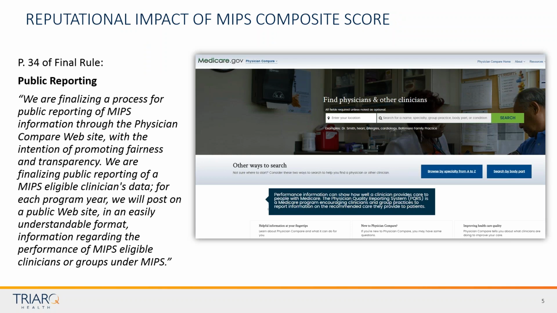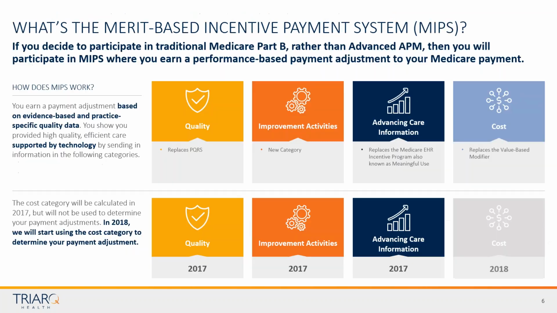So for the folks who say, I just want to avoid the penalty. I don't want to work hard enough to earn any incentive money. I just want to avoid the penalty. So you're going to have a low MIPS composite score. You won't be penalized, but your score will be low, and guess what? Your patients are able to access this Physician Compare website, and they'll be able to see that you've got low quality scores. So this really is not just about your money. It's also about your reputation. And this is right out of the final rule. I've snipped this public reporting statement. So be aware, it's not just about your money.